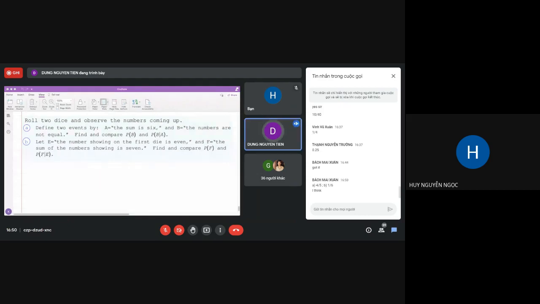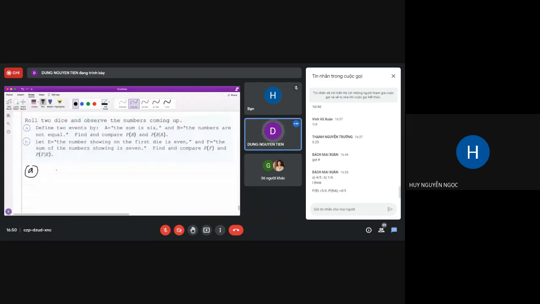All right, let me see. You get for question A, the sum is 6, so you get the probability of B. The numbers are not equal, so I'm going to use the counterbalance, one minus the probability of B bar. B bar is the event that the numbers are equal, and you get 1 and 1, 2 and 2, 3 and 3, 4 and 4, 5 and 5, 6 and 6, and you get 6 options out of 36 options. So you get 5 over 6, right?